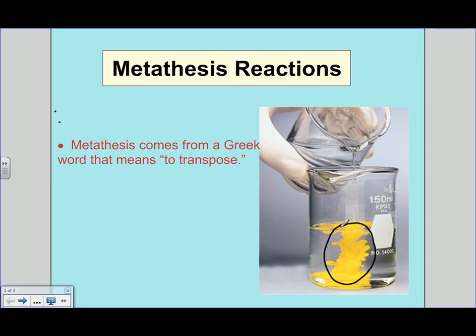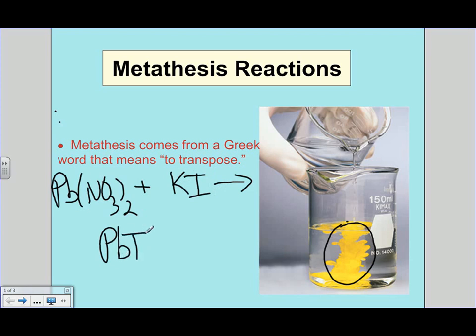Metathesis means to transpose, and what that means, for example, is that in one of these beakers is a solution of lead(II) nitrate, and it's being added to a solution of potassium iodide. In this case, double displacement, ionic compound plus another ionic compound, we're going to get the lead cation going now with the iodide anion to make lead(II) iodide, and potassium nitrate, KNO3. So we need two of those to balance the equation. We need 2 potassium iodides.